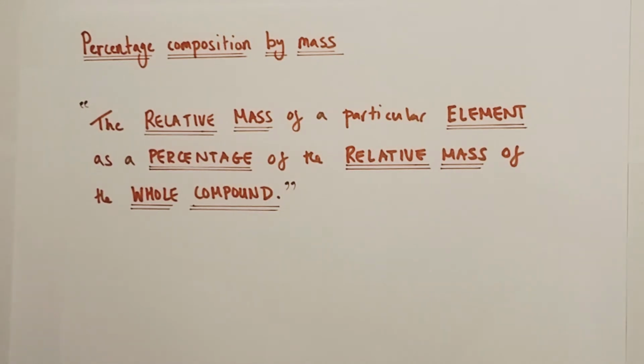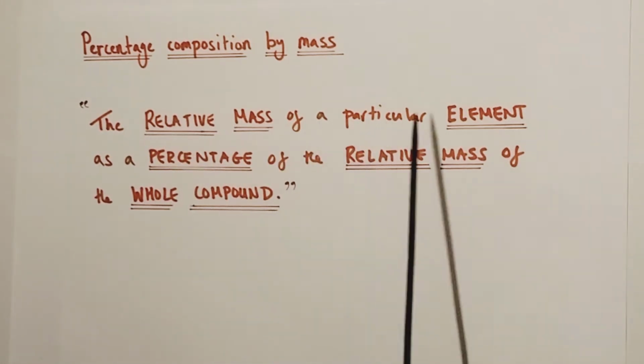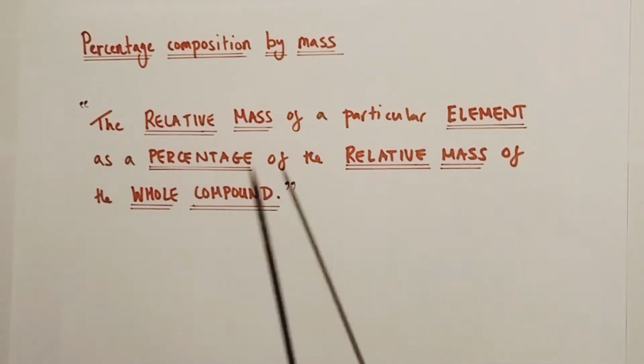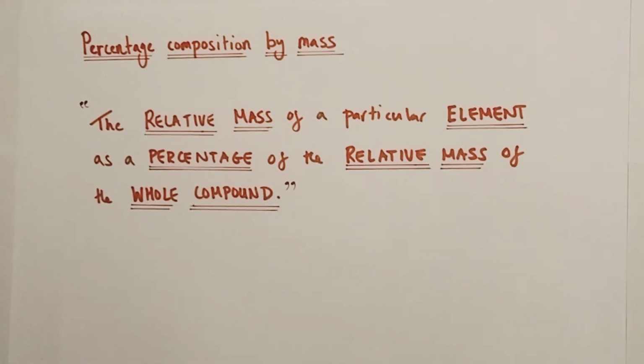Let's take a look at the definition in front of us now. To do a percentage composition by mass calculation, effectively we'll be taking the relative mass of a particular element as a percentage of the relative mass of the whole compound. What that means is effectively looking at the relative mass of a particular element compared against the relative mass of the entire molecule or compound of interest.